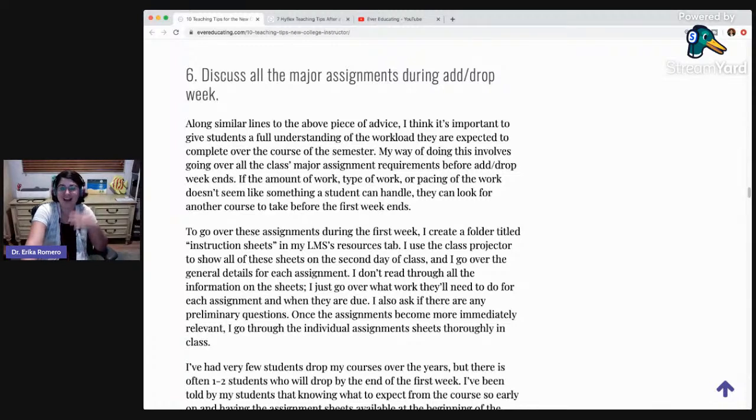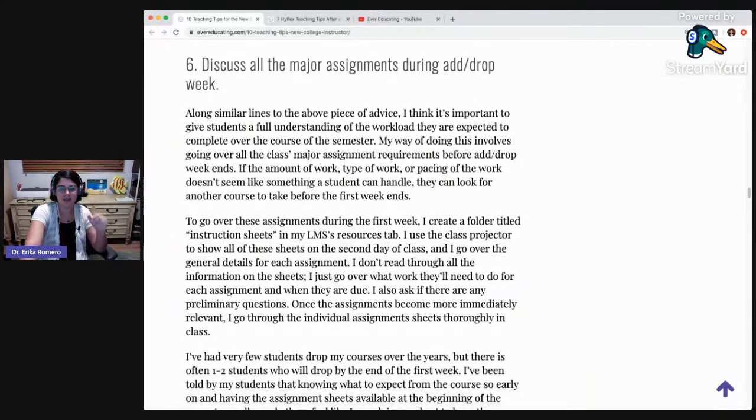So, not necessary to go over the assignment sheets necessarily, but I do think they should give a sense of what, here are major assignments, here is what's expected of you. If this isn't for you, talk to your advisor, see if there's somewhere else that you can go, okay? So that's just a tip here of doing it during the add drop period.